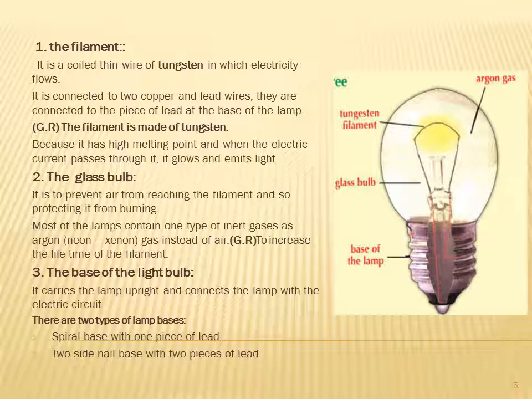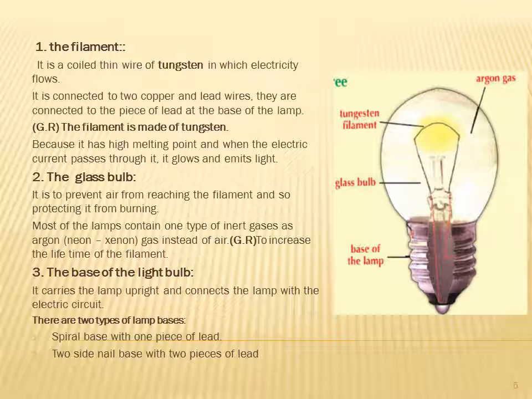Number two, the glass bulb. It's to prevent air from reaching the filament and so protecting it from burning. Most lamps contain one type of inert gas, such as argon, neon or xenon, but the most popular one is argon instead of air. Why? To increase the lifetime of the filament, to make the lamp live longer.